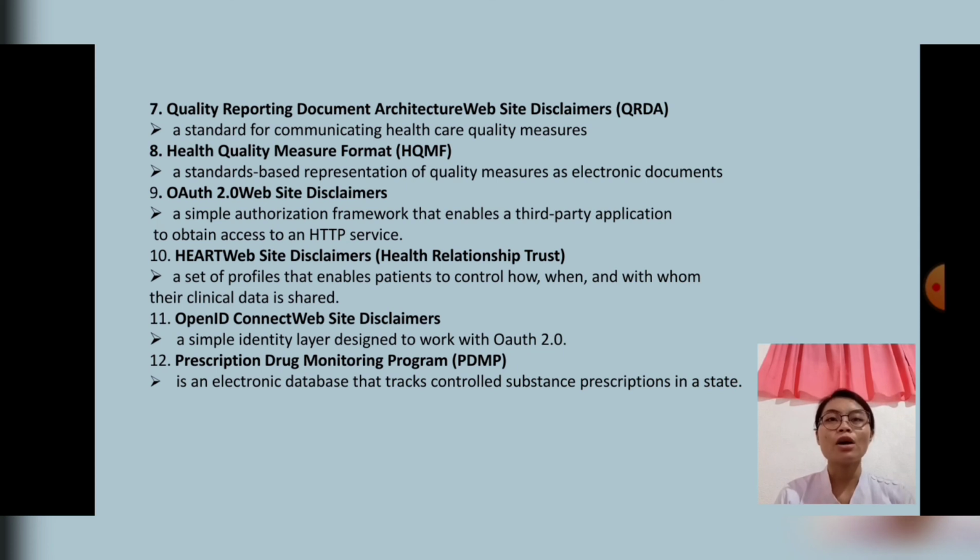Ninth is OAuth 2.0, a simple authorization framework that enables a third-party application to obtain access to an HTTP service. Tenth is HEART, or Health Relationship Trust, a set of profiles that enables patients to control how, when, and with whom their clinical data is being shared. Eleventh is OpenID Connect, a simple identity layer designed to work with OAuth 2.0.